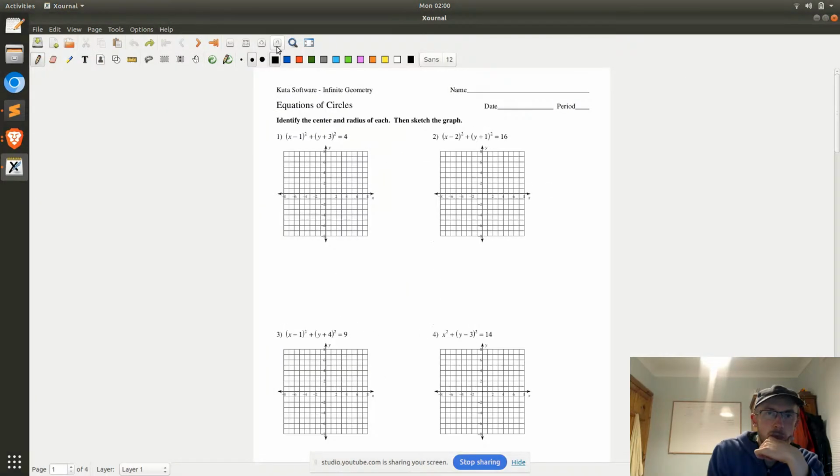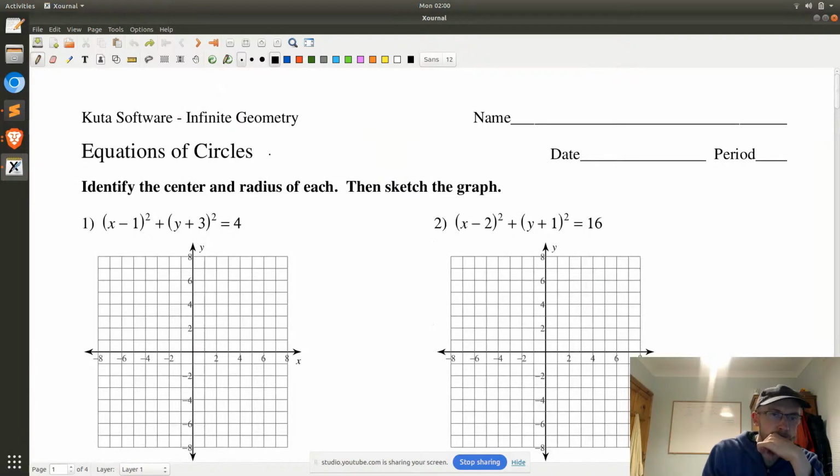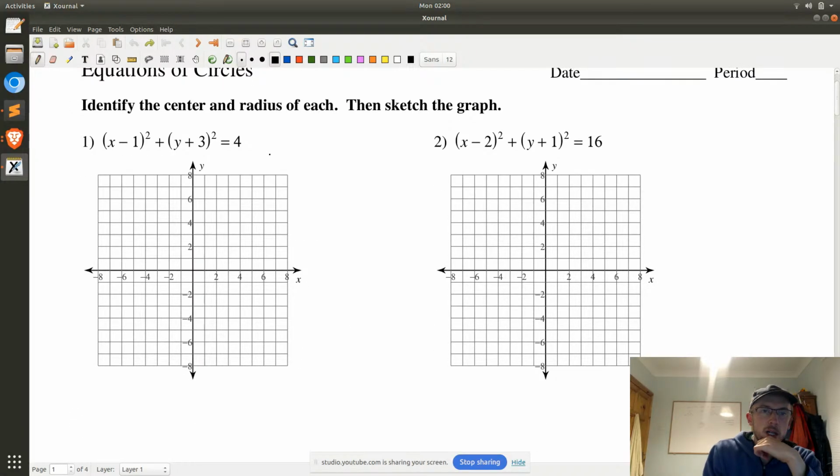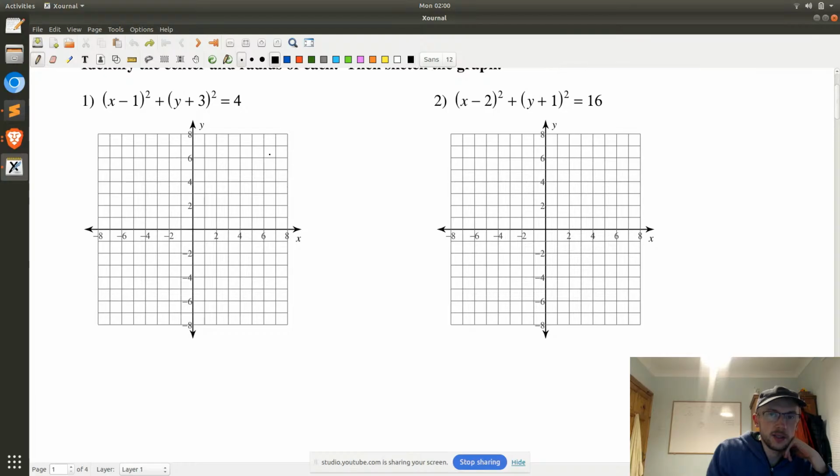All right, equations of circles. Identify the center and radius of each, then sketch the graph.